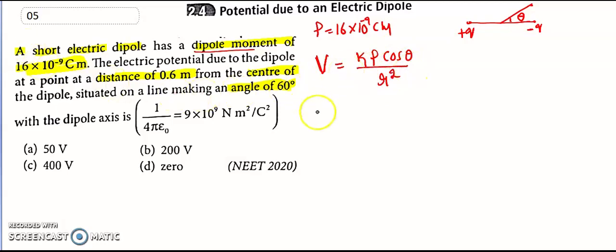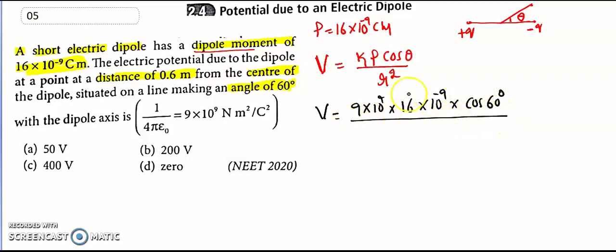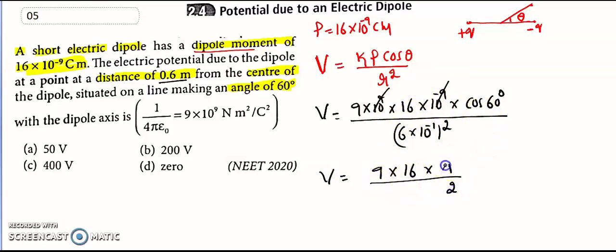Now you have to put in the values. V is equal to k, which is 9 × 10^9, times p, which is 16 × 10^−9, times cos 60 degrees, divided by r squared. The distance is 0.6, so 6 × 10^−1 whole squared. The 10^9 and 10^−9 get cancelled. 9 × 16 × cos 60, and cos 60 is 1/2, divided by 6 squared, which is 36 × 10^−2.